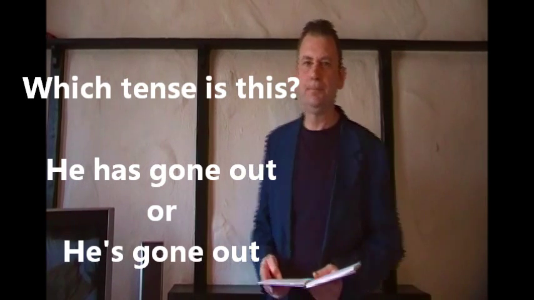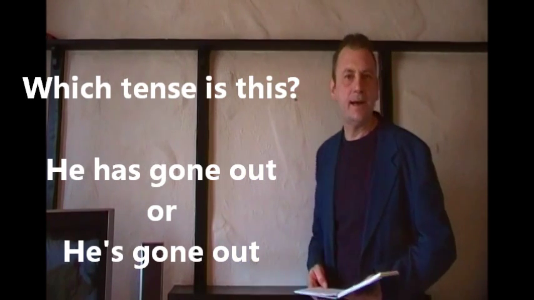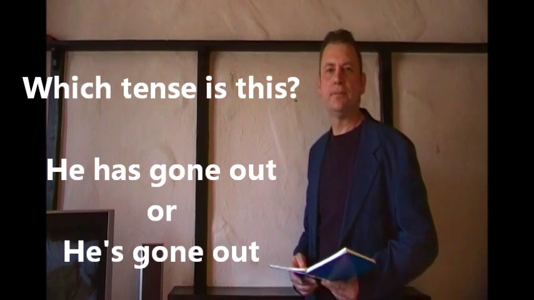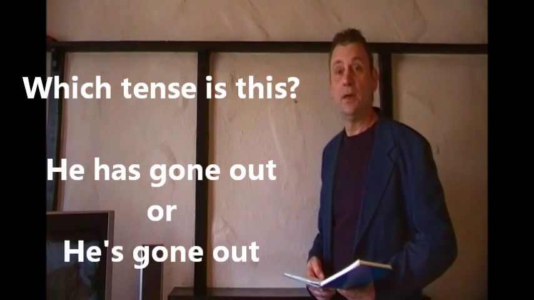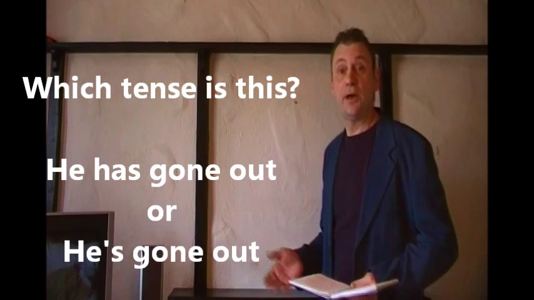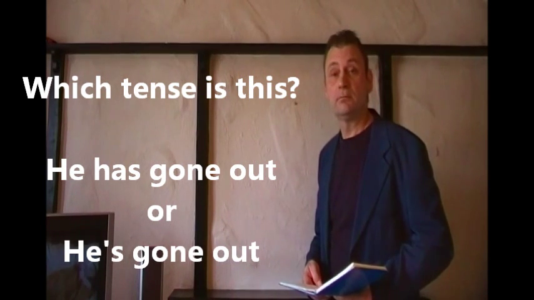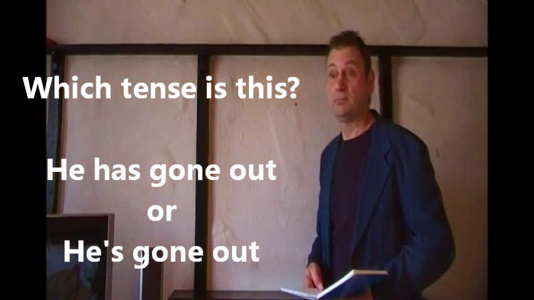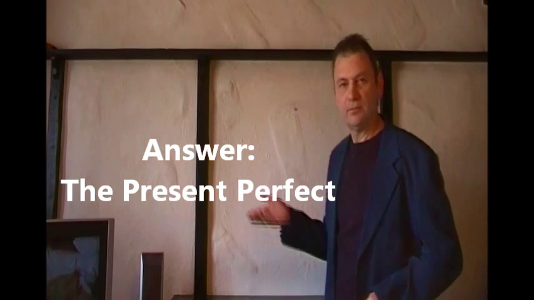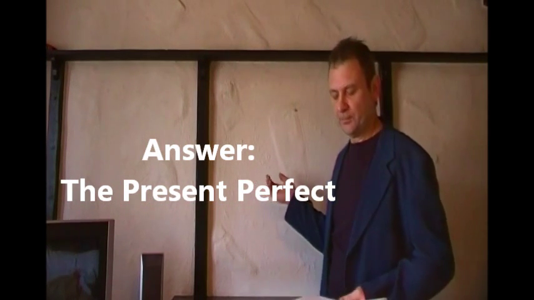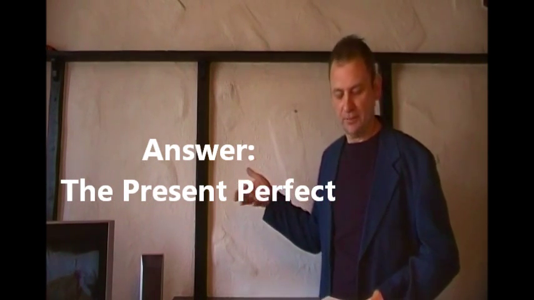He has gone out. He's gone out. Where's Harry? He's gone out. Have you got it? It's the present perfect. It's an event that's going on. He's gone out. Right? It's going on just now.